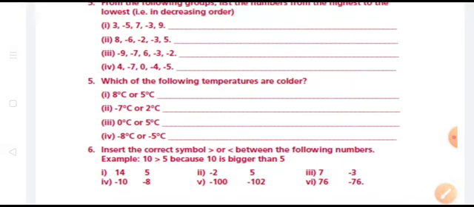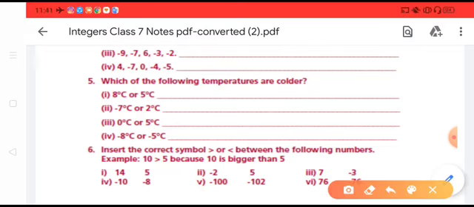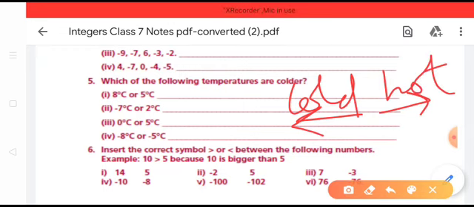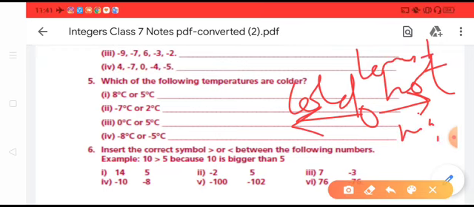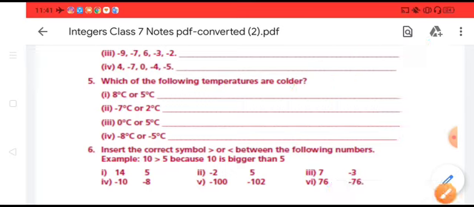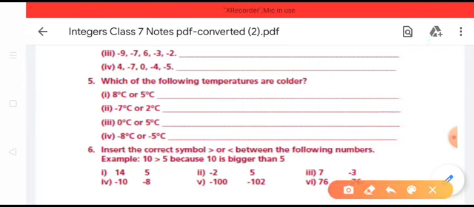Now the question number 5. Which one of the following temperatures is colder? You know that below 0 is cold, greater than 0 is hot. If we don't have 0, then the lowest temperature is colder and the highest temperature is hotter. So the first question is minus 8 degree centigrade or 5 degree centigrade.